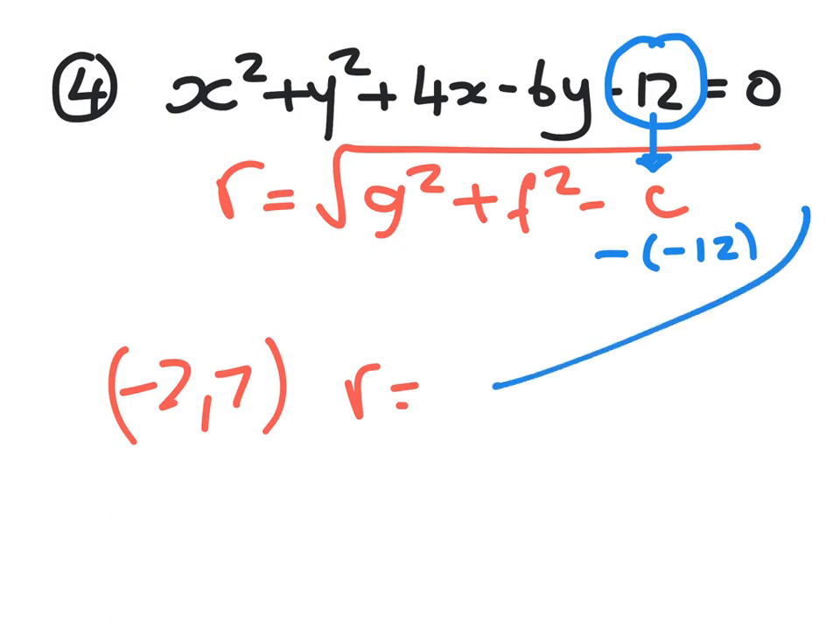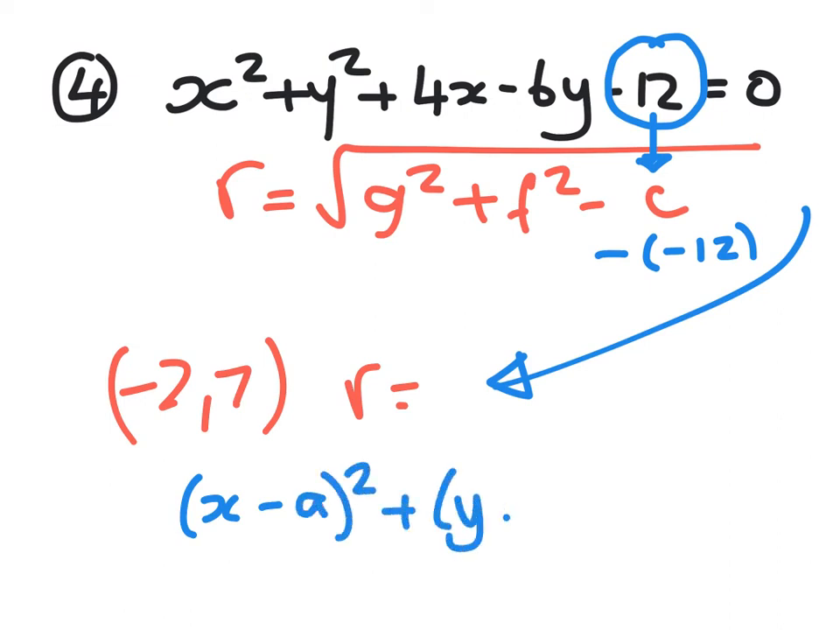So just be careful with the signs. Once you get this answer, double it for this part of the question, and then substitute the centre into your formula, x minus a all squared, y minus b all squared equals r squared. In fact, I've just made a wee mistake, there's pluses. x plus a squared plus y plus b squared equals r squared.